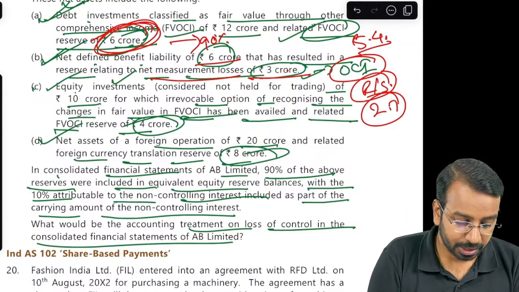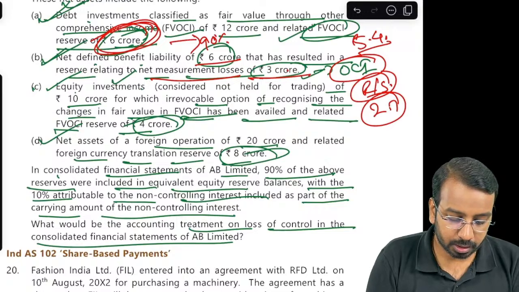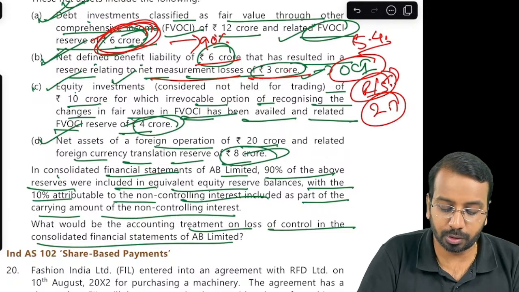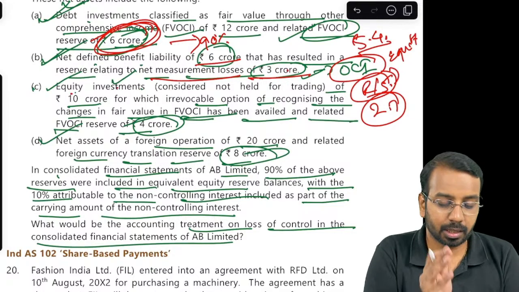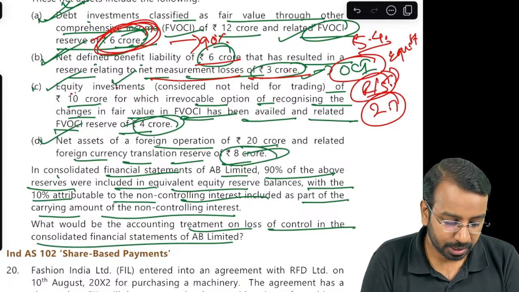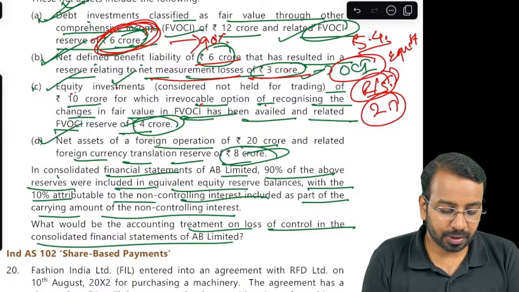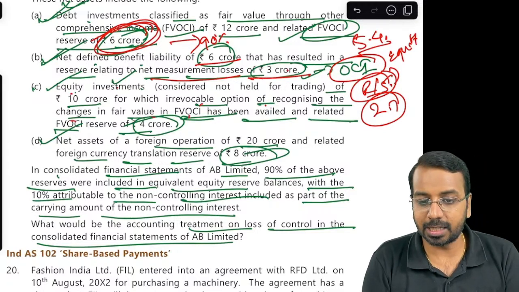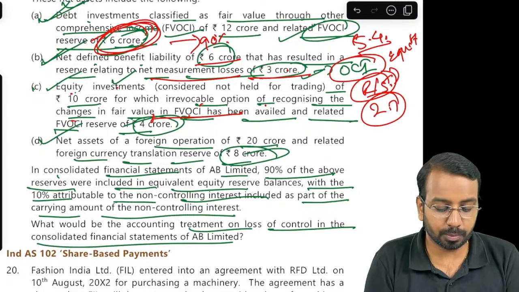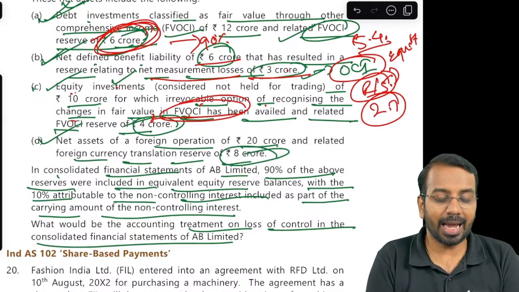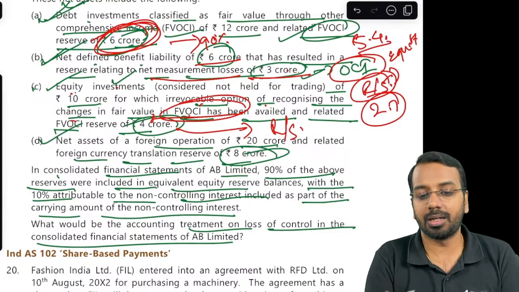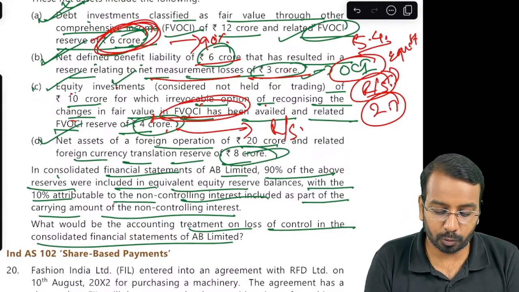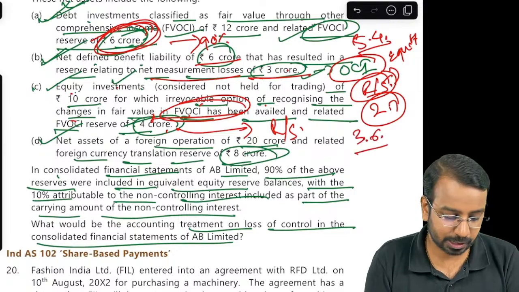Okay. Then equity investment. Now this can be taken to reserves and surplus or other components of equity, but not to P&L. Equity investment you will de-recognize with net asset. Irrevocable option of recognizing the changes in fair value in OCI has been availed. So this irrevocable option, whatever is the balance left, that will never go to P&L. So this also will be transferred to other components of equity under retained earnings or reserves and surplus. 4 crores into 90%, 3.6.